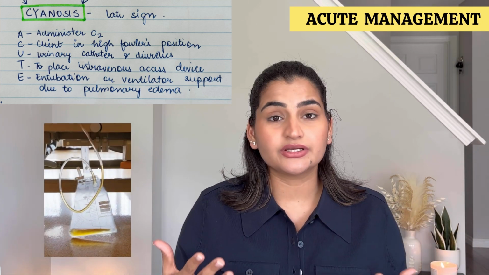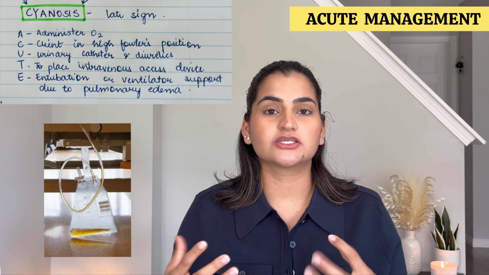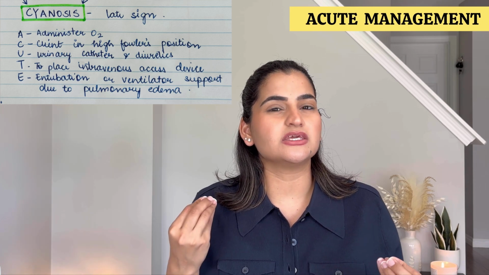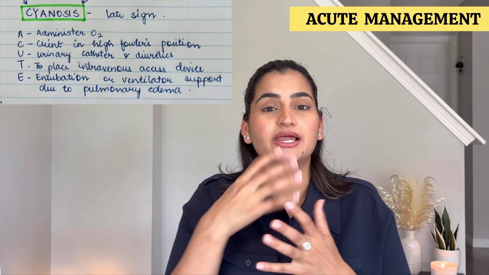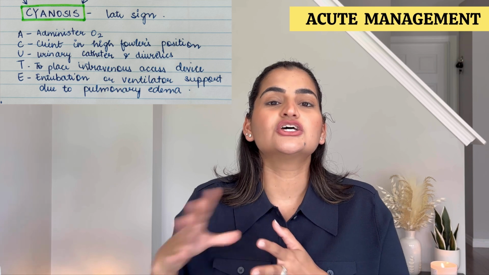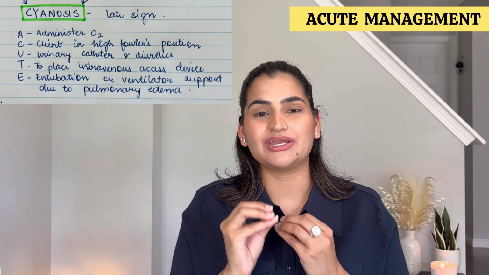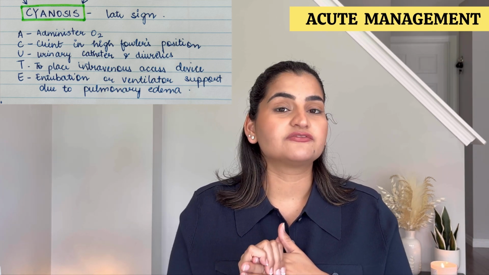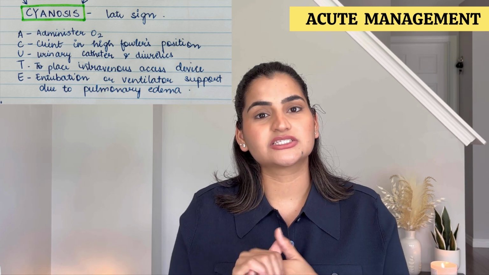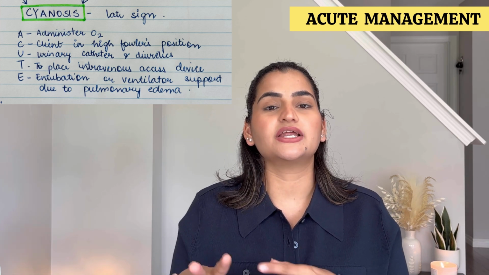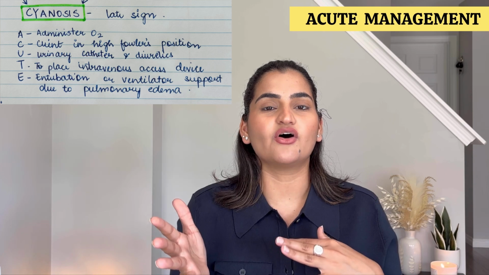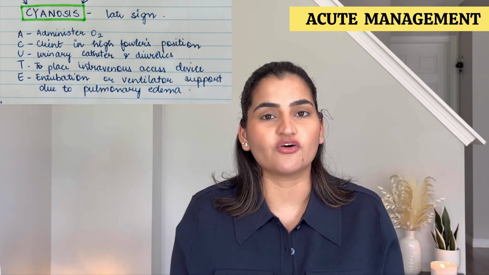Next is urinary catheter and diuretics. So a urinary catheter has to be placed as per the need of the patient to let all the body fluid out of the body, so there is no urinary retention in the patient, and you have to administer a lot of diuretics to let that fluid out of the body and to let your heart offload that fluid, to let the weight off the heart.